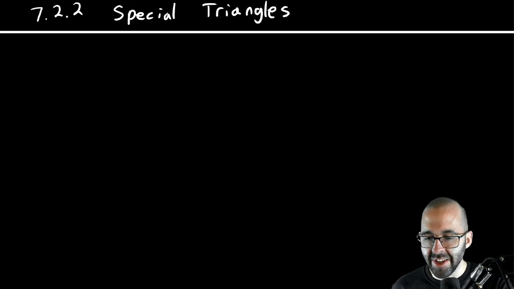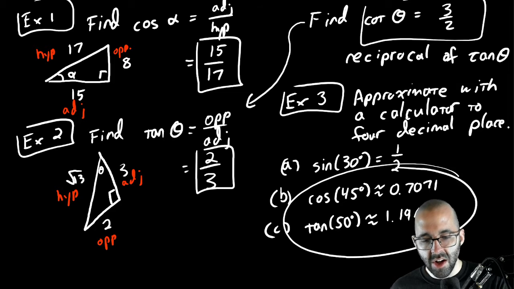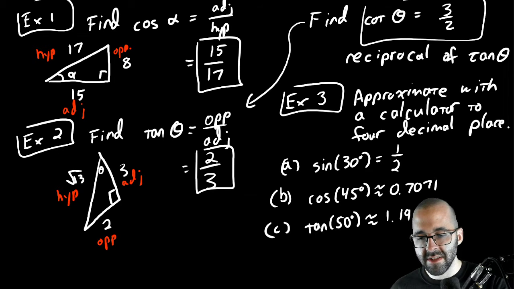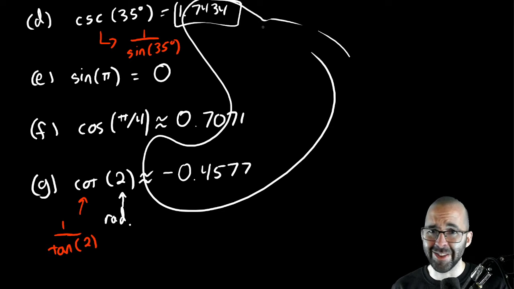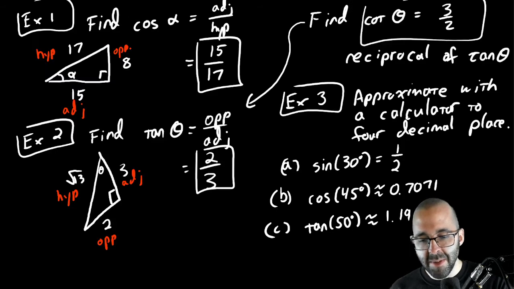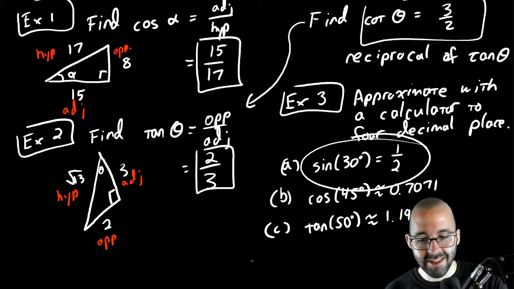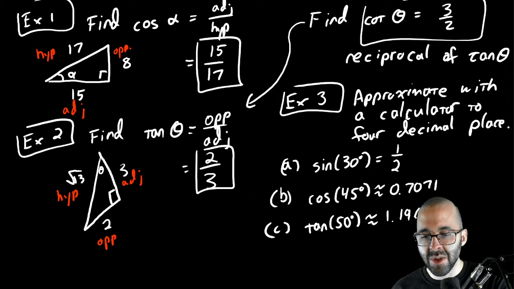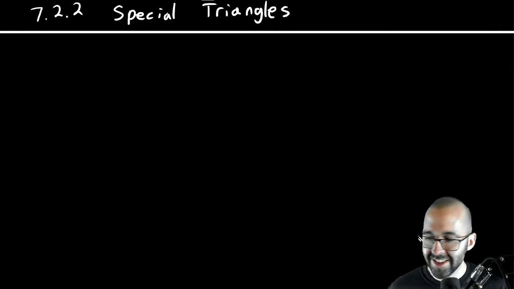All right, in the last video, we had something pretty interesting over here. Notice all of these sine and cosine values, almost all of them were decimal approximations, but some of them had really nice answers. And that's going to have to do with our special triangles that we are going to introduce right now.